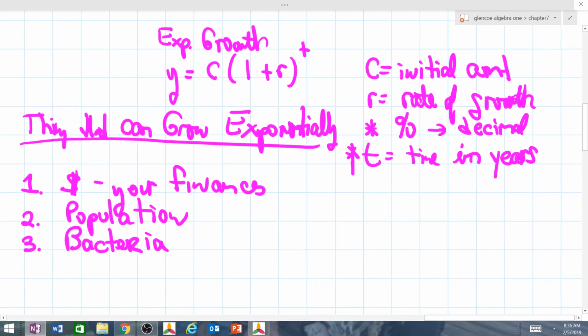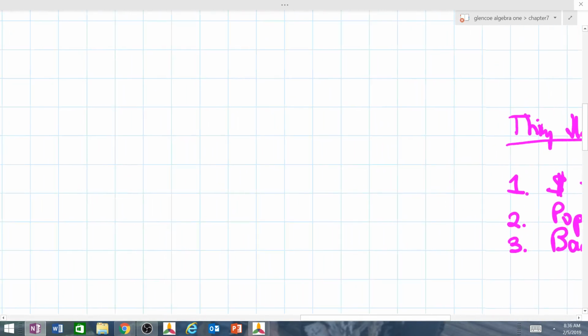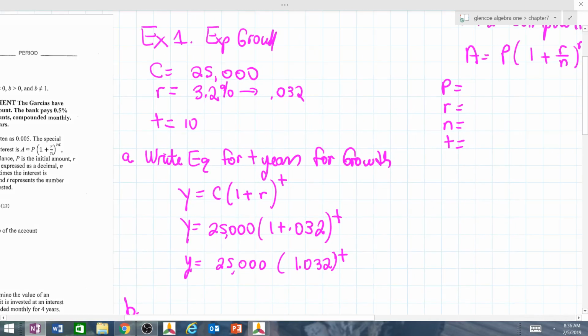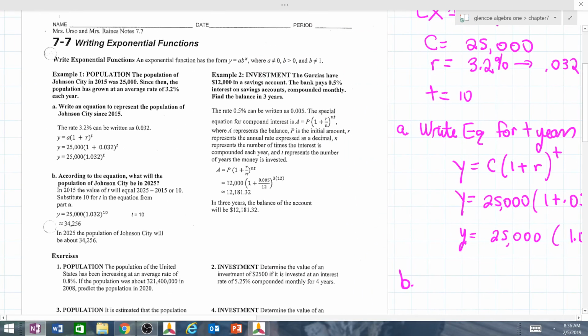So one more time, the exponential growth formula is y equals c times the quantity 1 plus r to the t. C is the initial amount either of your money, the initial amount of a population, the initial amount of bacteria. R is the rate of growth. It's extremely important that we change it from a percentage to a decimal, and t is the time in years. Okay? So let's go ahead and do a problem. Obviously, there are more things that grow exponentially, and as we think of more, we will be happy to add them on. So I'm going to actually do the first problem in our notes.